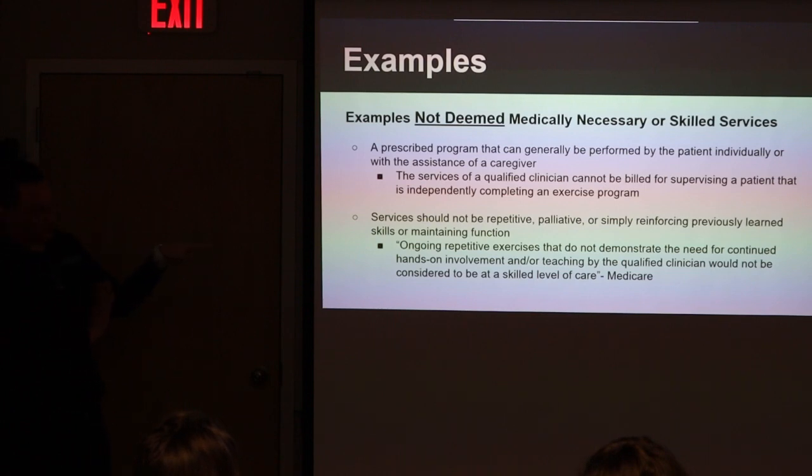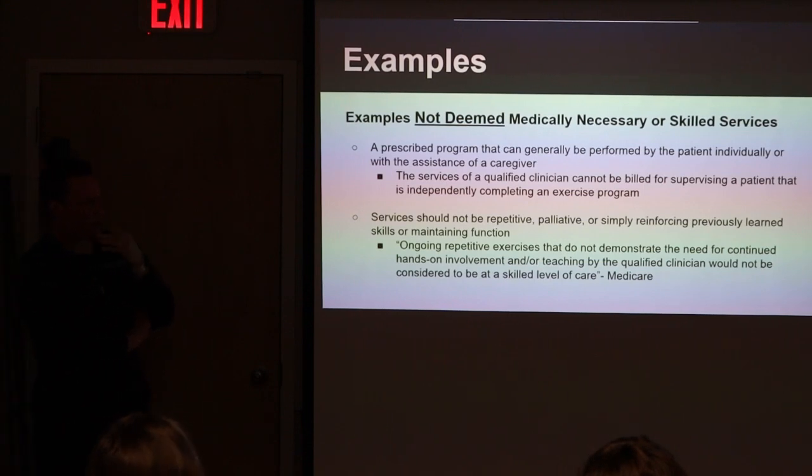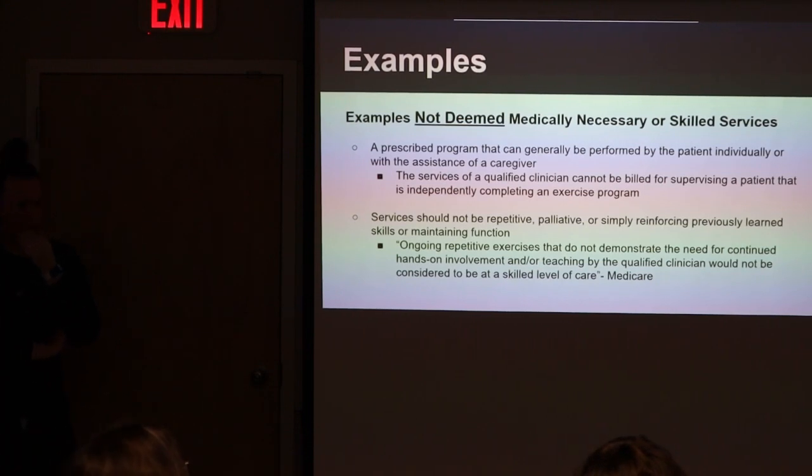So they also look here at, and a lot of insurances are looking at our flow sheets. So the flow sheet should reflect changes in exercises, changes in load, something that's demonstrating that we're providing something to the patient that they can't get on their own. And ongoing repetitive exercises that don't demonstrate the need for hands-on involvement. So if you look at a flow sheet and they've been doing the same thing for several weeks, something needs to change, and we're probably not providing skill at that point.